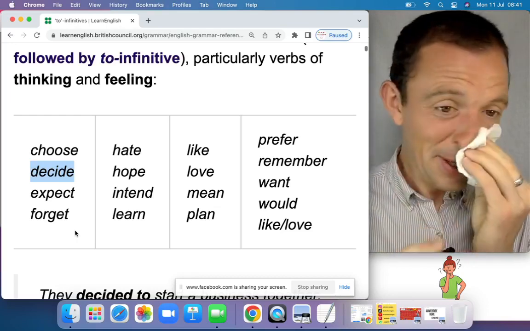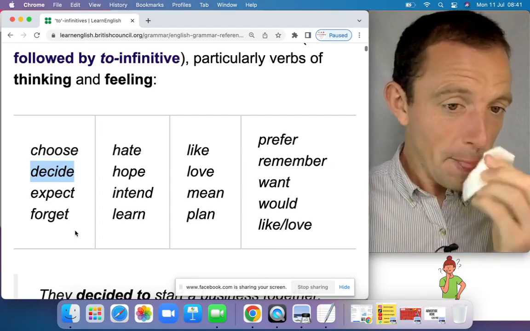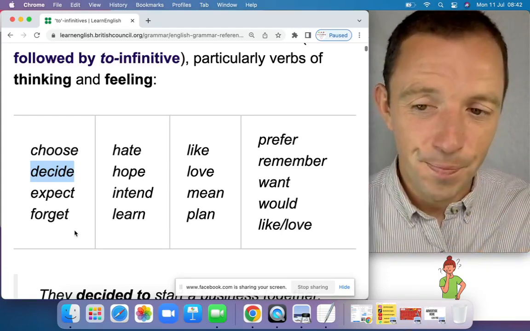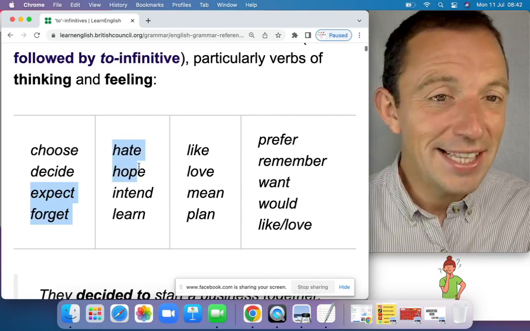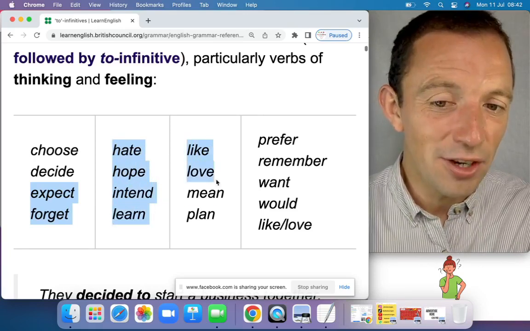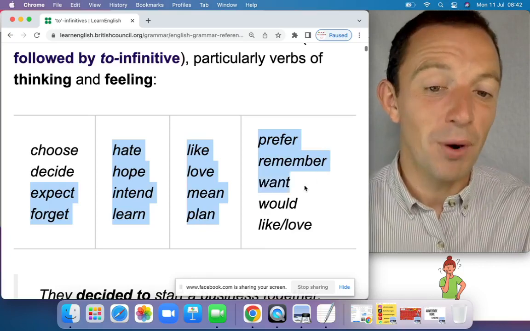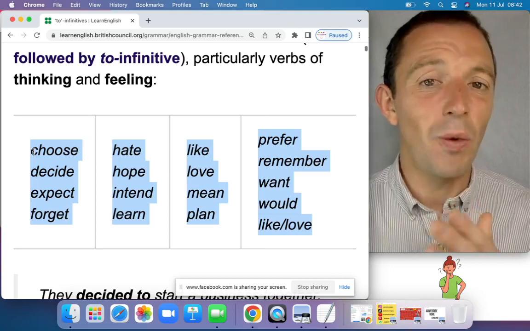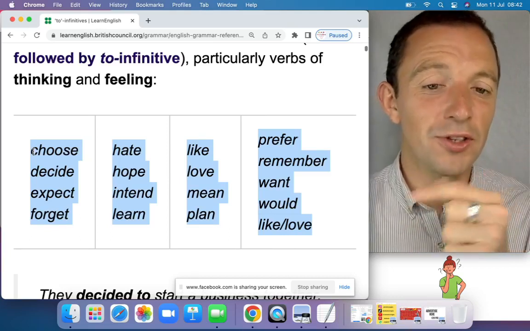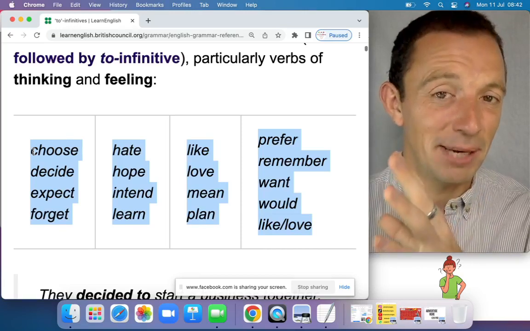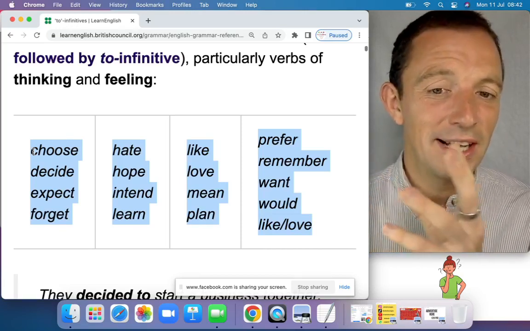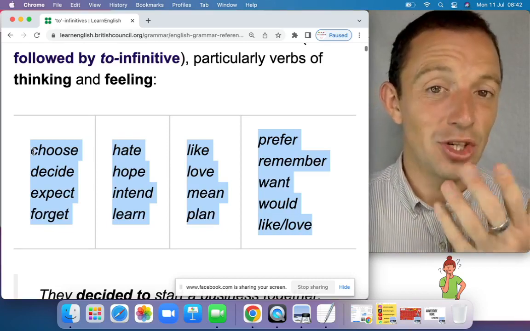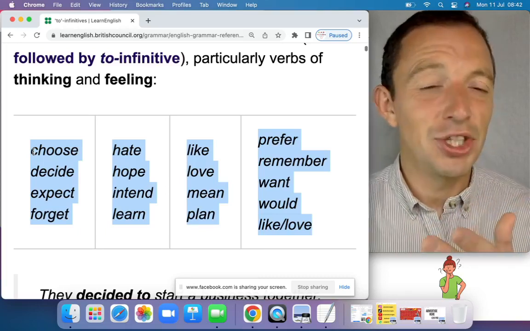Excuse me. So most of the verbs here are very important to know. Expect, forget, hate, hope, intend, learn, like, love, mean, plan, prefer, remember, want, would like, love. I think most of them are very well known. I think the majority of you understand the significance of all of them. They are very general verbs, they are very basic verbs, and they're very well known verbs. So I expect you to understand the majority of them.